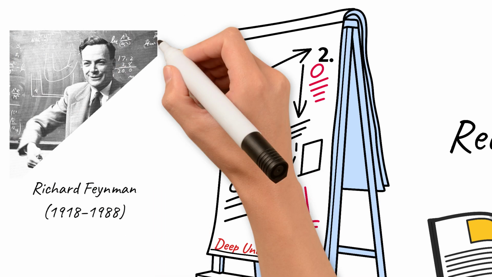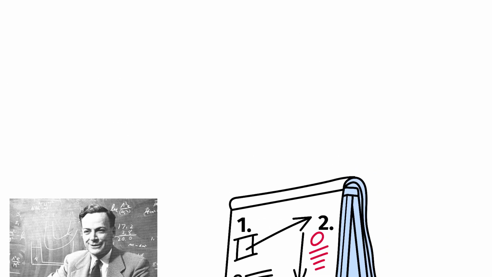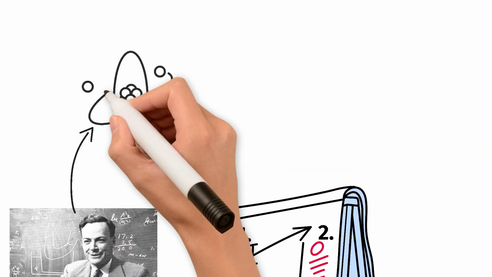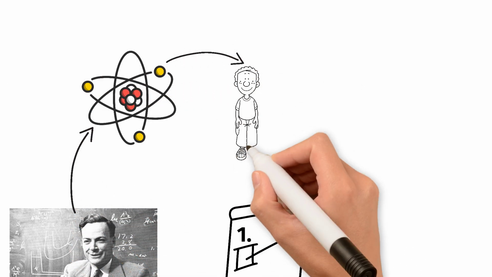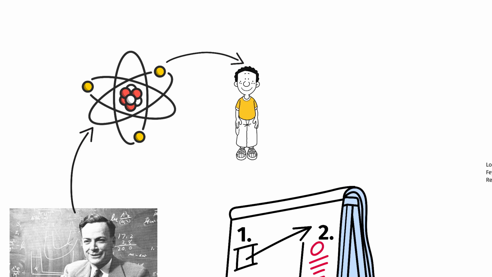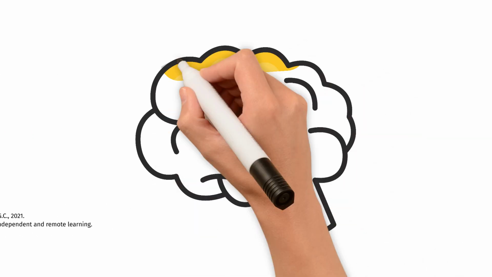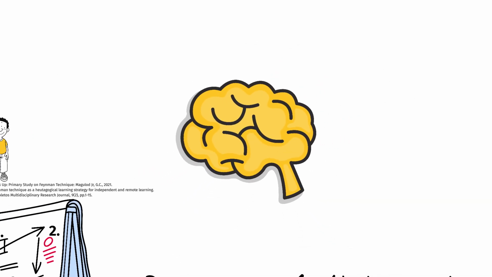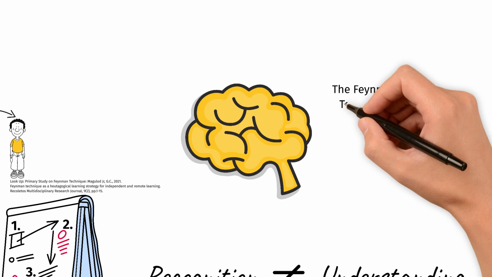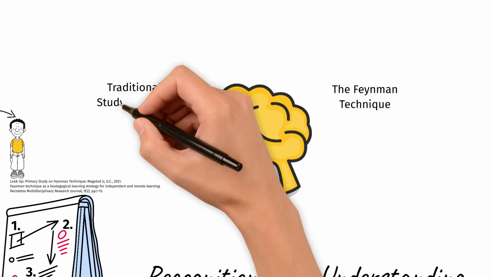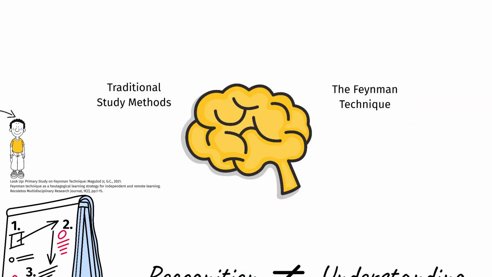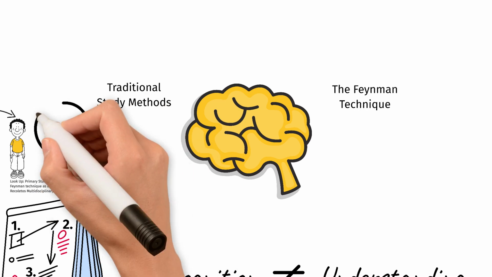This method comes from Richard Feynman, the Nobel Prize-winning physicist who could explain quantum mechanics to a child. But here's what's incredible. A 2021 study published in the Recoletos Multidisciplinary Research Journal found that students using the Feynman technique showed significantly higher test scores and learning gains compared to traditional study methods. Here's why this changes everything for your learning.